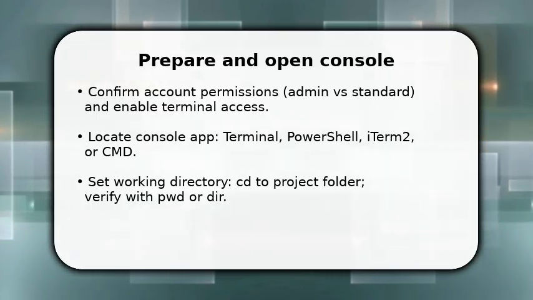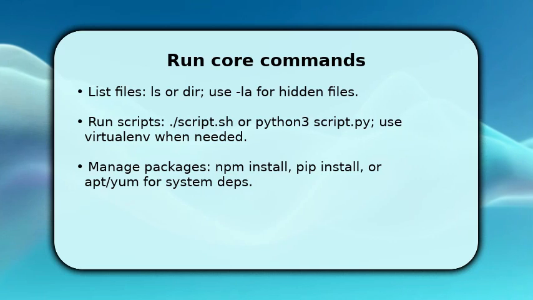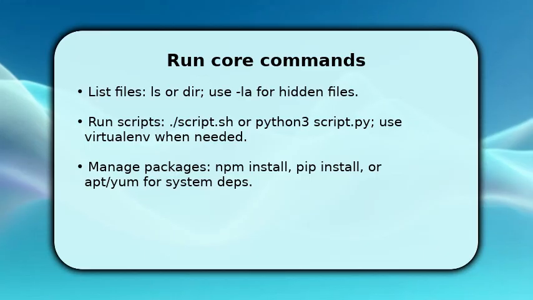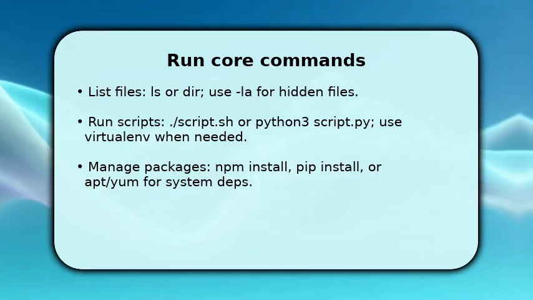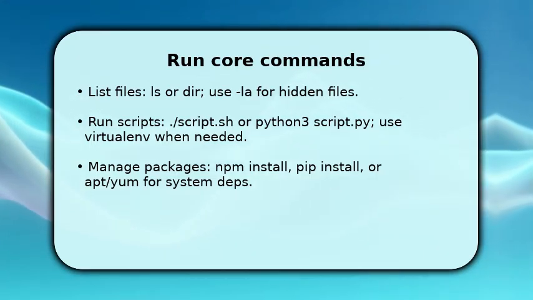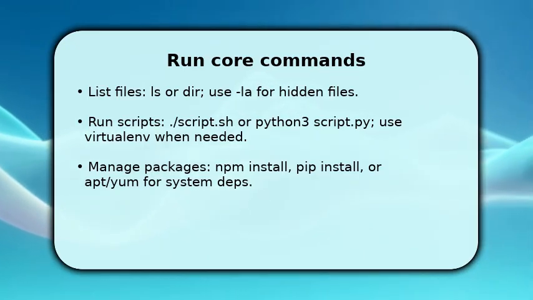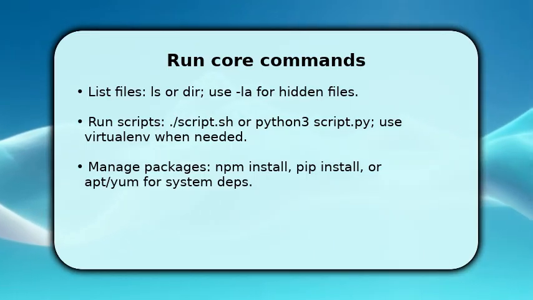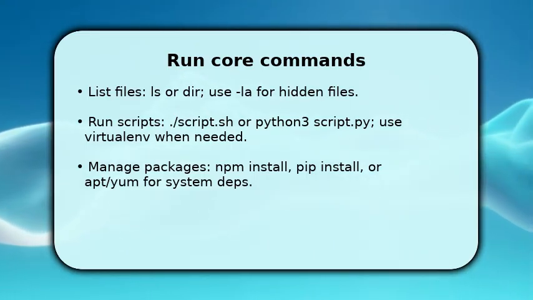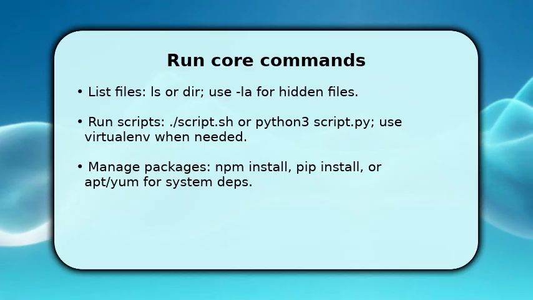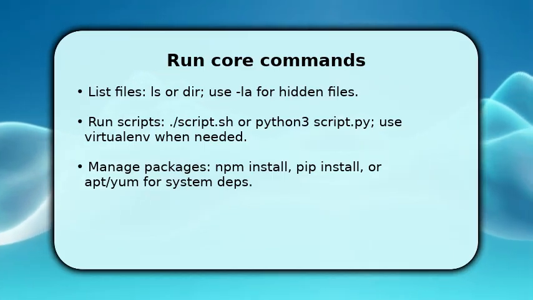commands. You will now execute the core commands that make the console useful. List files with ls or dir, use ls -a to show hidden items so you can target the right file. Next, run your scripts directly with ./script.sh or with an interpreter, python3 script.py. Set up and activate a virtualenv to isolate dependencies. Then install needed packages via npm install, pip install, or your system package manager.